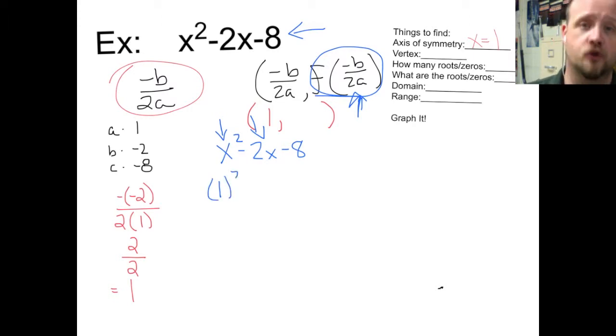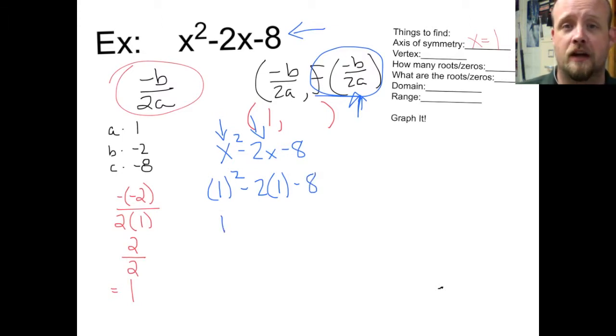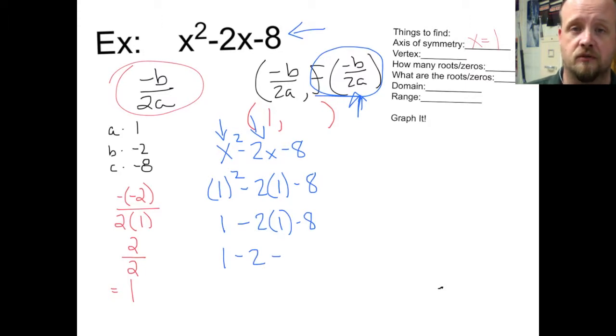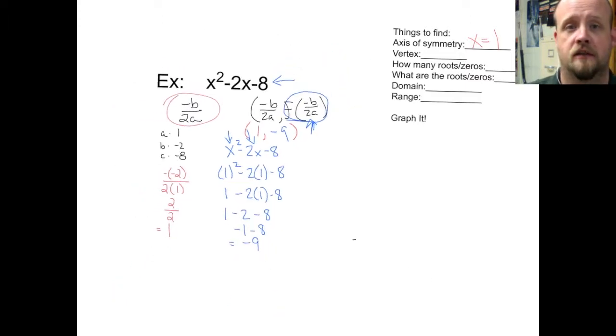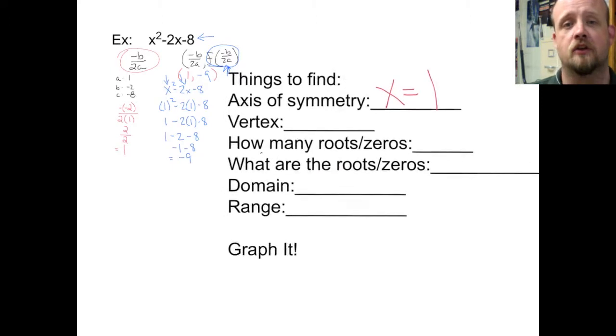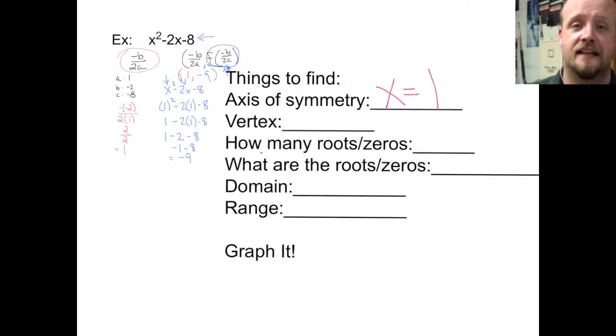So what we get is 1 squared minus 2 times 1 minus 8. 1 squared is 1, minus 2 times 1 is minus 2, and then we're subtracting 8. So 1 minus 2 minus 8. 1 minus 2 is negative 1, minus 8 gives us negative 9. So our y value for the vertex is negative 9. Now we can come back, look at our list, and say our vertex is the coordinate point (1, negative 9).